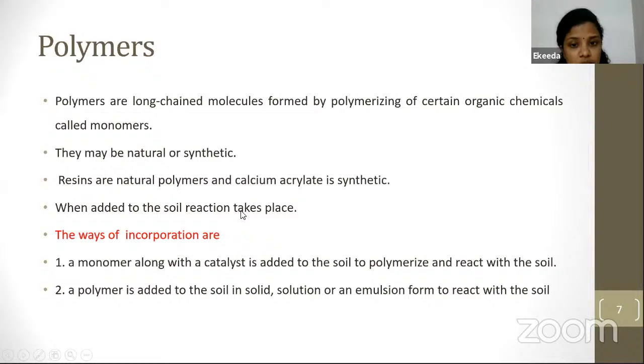Polymers are long chain molecules formed by polymerization. So when you add polymers to the soil, two ways of reaction take place. The ways of incorporation are: a monomer along with a catalyst is added to the soil to polymerize and react with the soil, or a polymer is added to the soil in solid or solution form. So along with the catalyst we can add, or we can directly add as a solution. So these are the two ways by which we can add polymers to the soil. So it is another kind of chemical that we can add to the soil to alter the property.